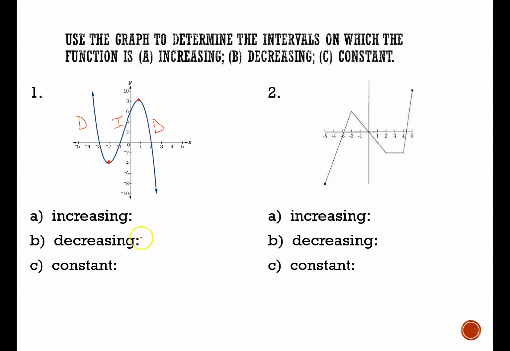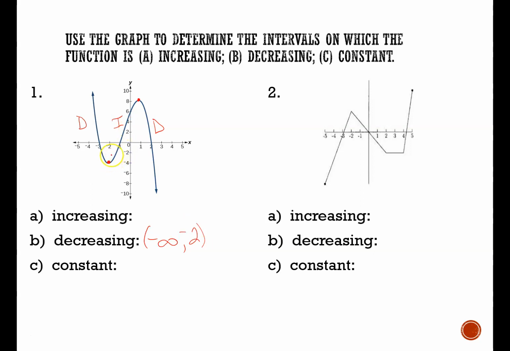So decreasing first, and the leftmost is -infinity. So that interval is going to start with -infinity. And then it's going to decrease all the way to this point. Now remember, we're giving its x value, and the x value of that point is -2.